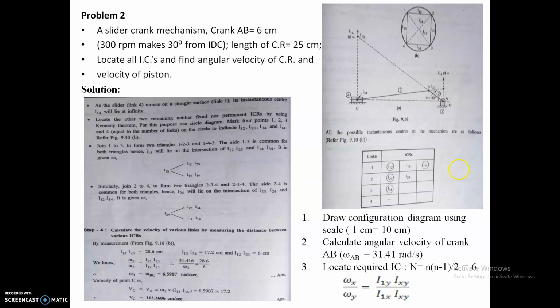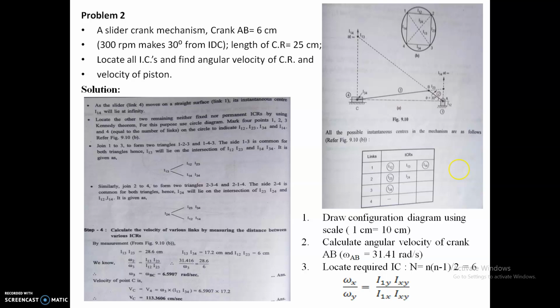Okay, because it is formed by the fixed one. And then 2 3 and 3 4 are permanent ICs. So these 4 ICs you can locate by observation, and it is clearly shown in this circle, and we have already shown it on the mechanism. Now the question comes how to locate the remaining 2 ICs, which are 1 3 and 2 4.